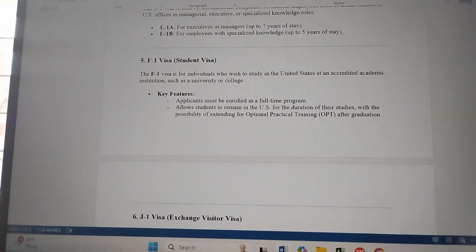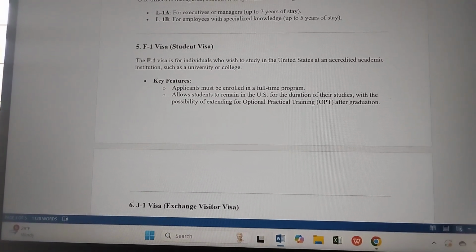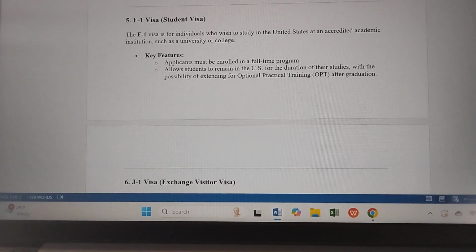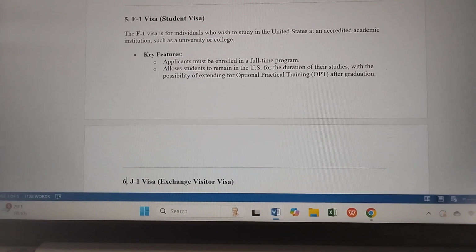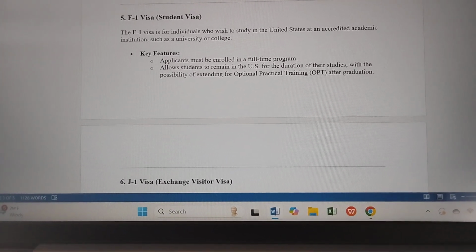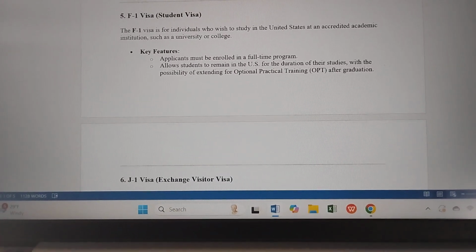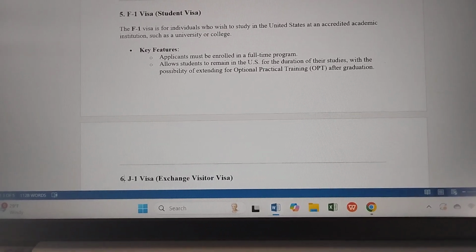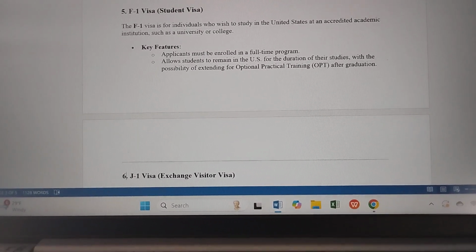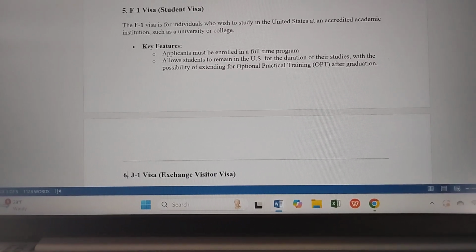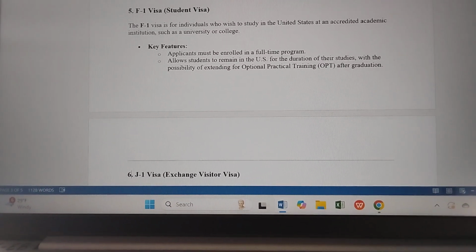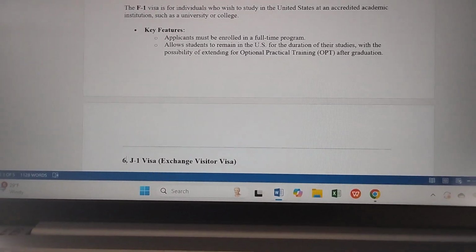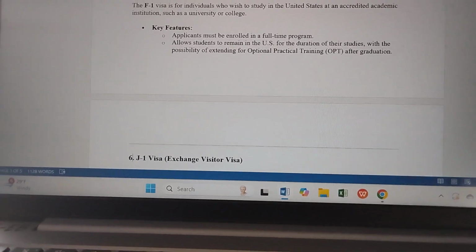Apart from the L1 visa that is categorized into L1A for executives and managers and L1B for employees, another type of visa is the F1 visa, or the student visa. Now, the F1 visa is for individuals who wish to study in the United States at an accredited academic institution, such as a university or a college, for either a bachelor's degree, a college certificate, a diploma, a master's degree, or a PhD degree. Key features: applicants must be enrolled in a full-time program. It allows students to remain in the U.S. for the duration of their studies, with the possibility of extension for optional practical training, OPT, after graduation.